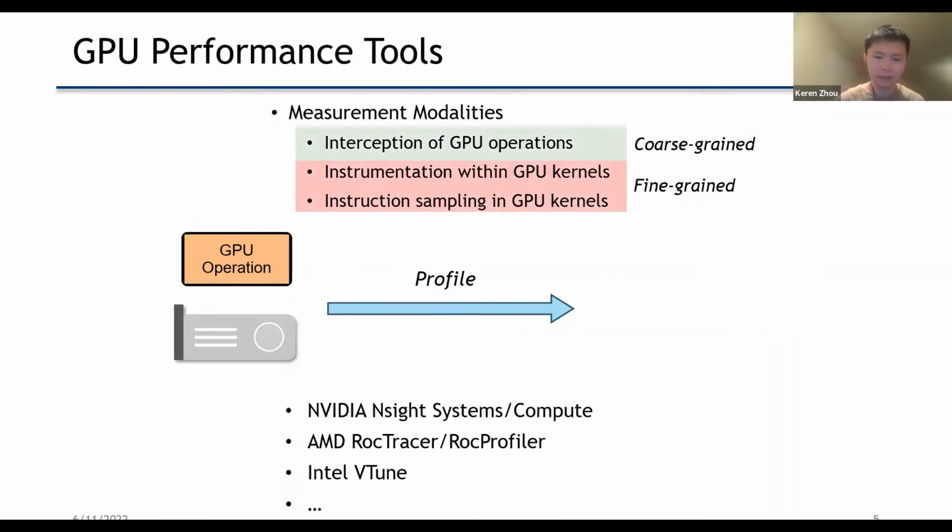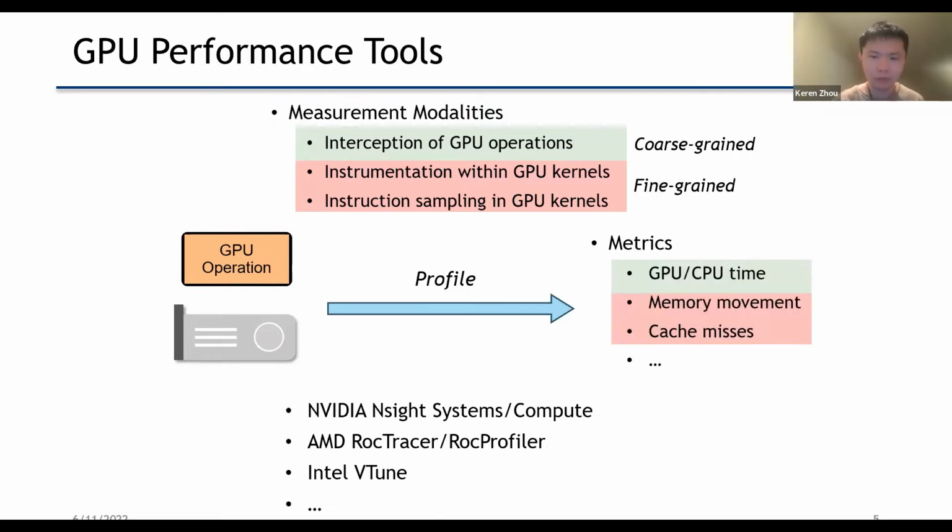Nowadays, there are many performance tools available from vendors, including NVIDIA's Nsight Systems and Nsight Compute, AMD's ROC Profiler and ROC Tracer, and Intel's VTune. These tools can output performance metrics for both coarse-grained metrics and fine-grained metrics for users.